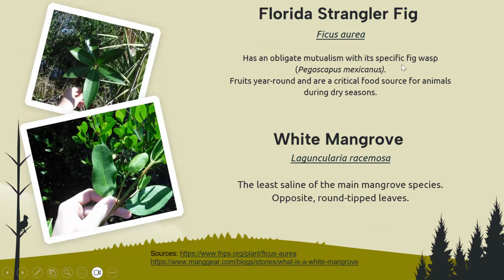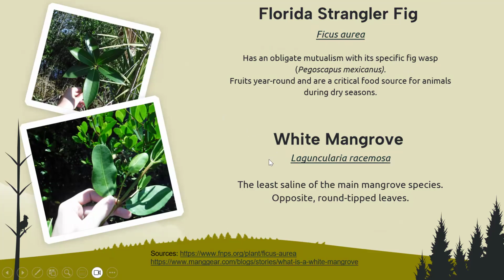The Florida strangler fig was another cool plant that we found, Ficus aurea. It is an obligate mutualism with its specific fig wasp, which I'm not going to try to pronounce because it's not required. It fruits year round, and these guys are a critical food source for animals during dry seasons.